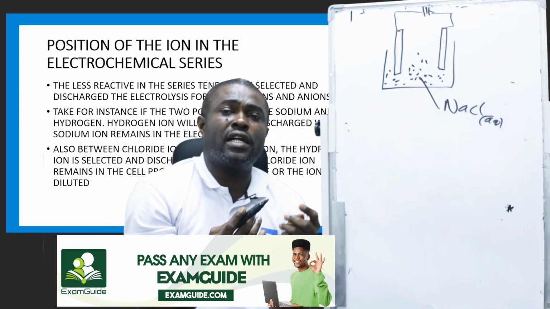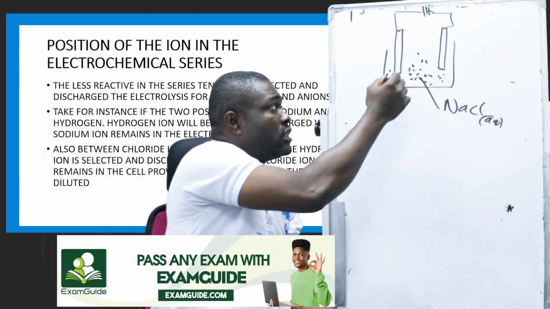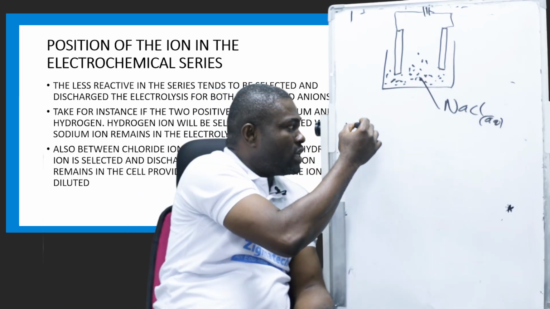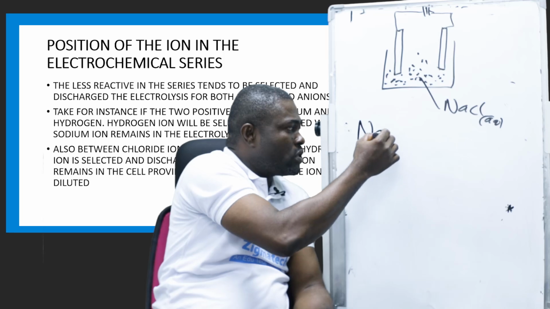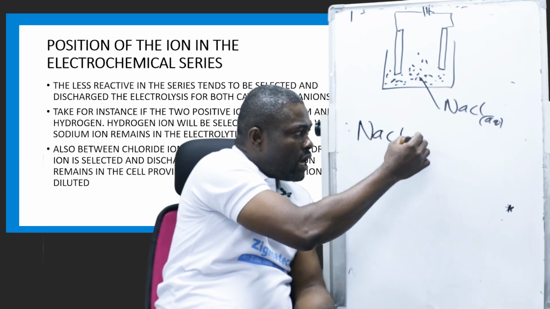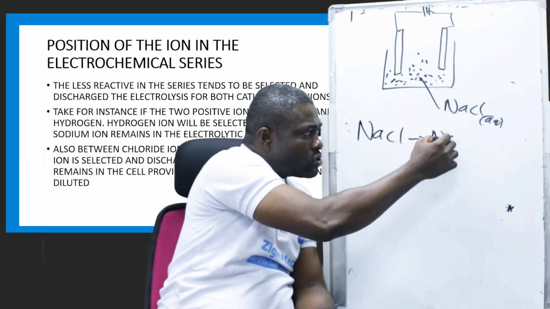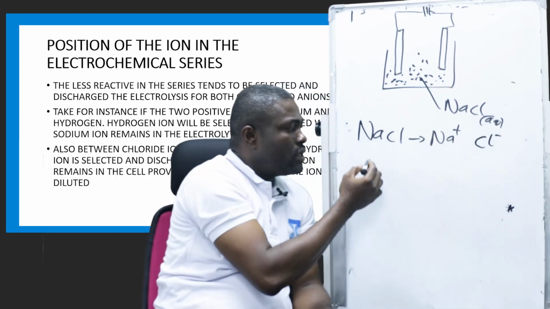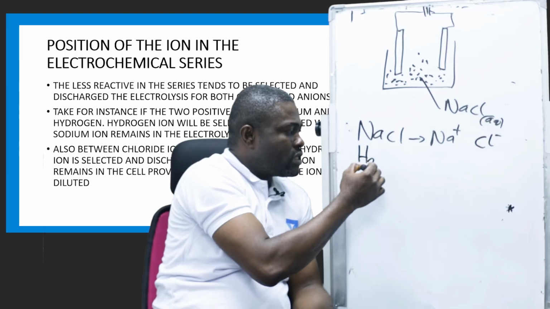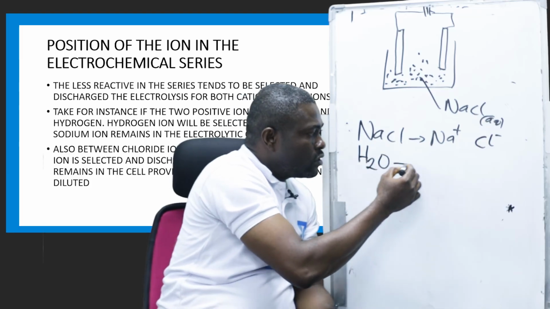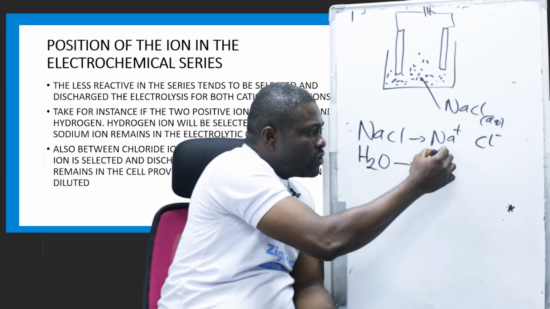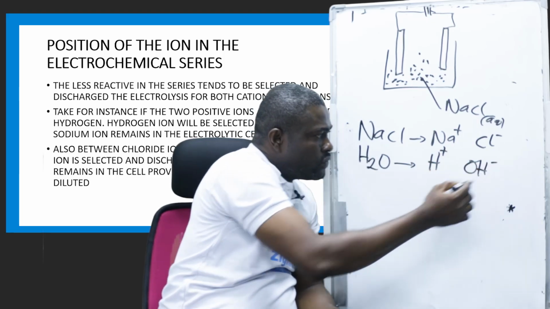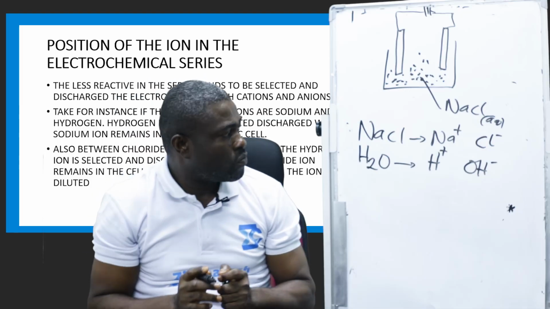So let us bring out the 2 compounds that are involved that should be seen here. What are those 2 compounds? The first one is the ionic compound, which is sodium chloride. How many ions? It has sodium ion positive and chloride ion negative. Let me have that of the water. The water has H plus positive and OH minus negative. Look at it now.